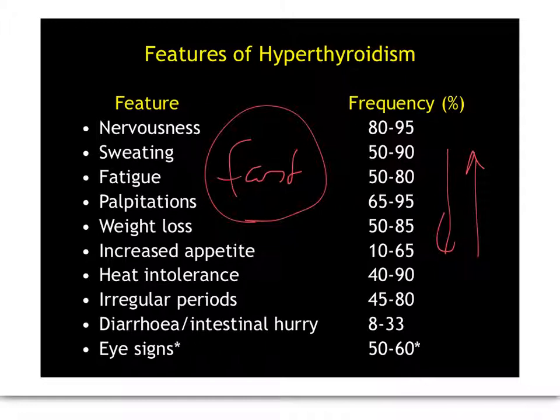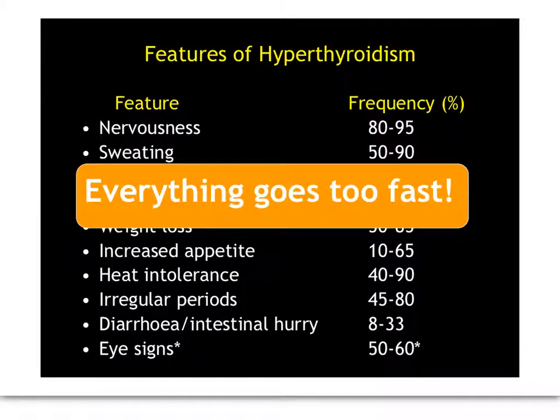One of the interesting things is people tend to experience the same symptoms if they have recurrent episodes of thyrotoxicosis. There's also quite a marked difference in the frequency of these symptoms depending on the patient's age. So that's your takeaway message for hyperthyroidism. Everything goes too fast.